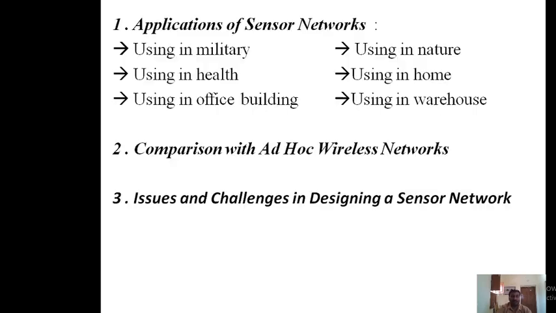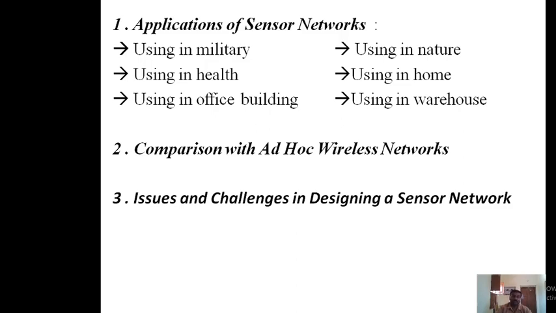Then apart from this, the introduction concept has three other important points. They are applications of sensor networks, comparison with ad hoc wireless networks, and issues and challenges in designing sensor networks.